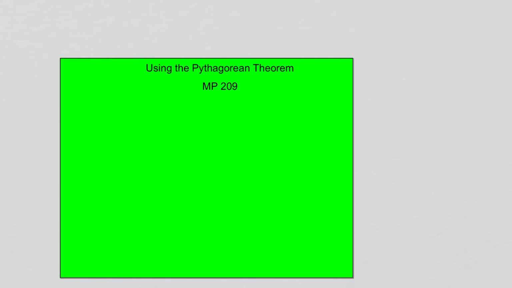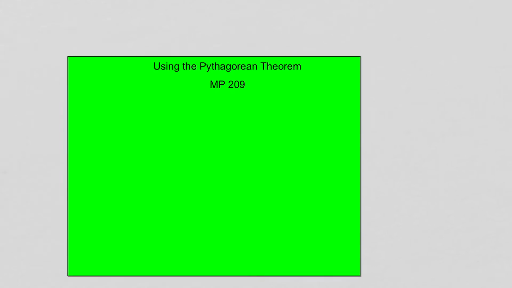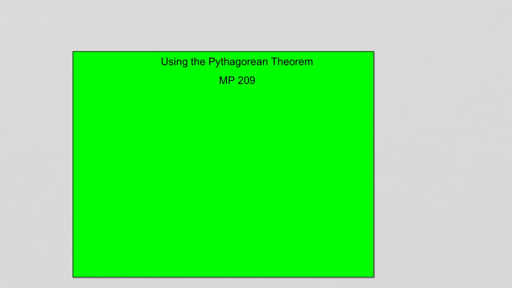So we have been using the Pythagorean theorem. Now in our previous assignment, we used the Pythagorean theorem when we were given right triangles and we had to determine the length of a missing leg or a missing hypotenuse. Today we're going to start looking at using the Pythagorean theorem in different problem-solving situations.